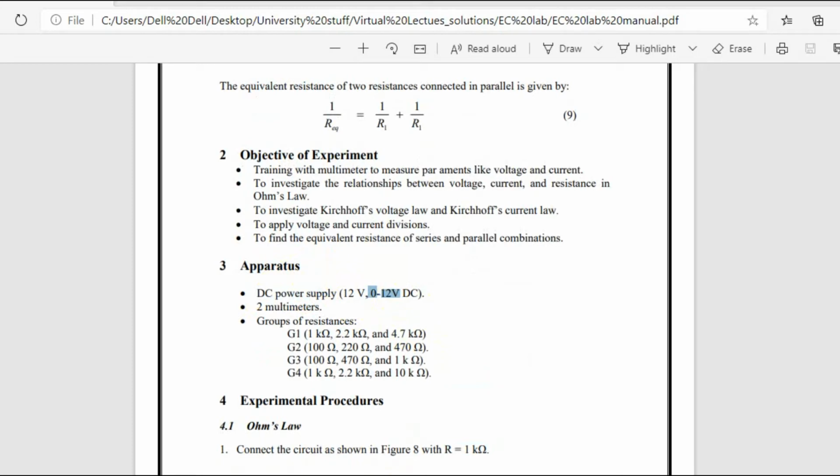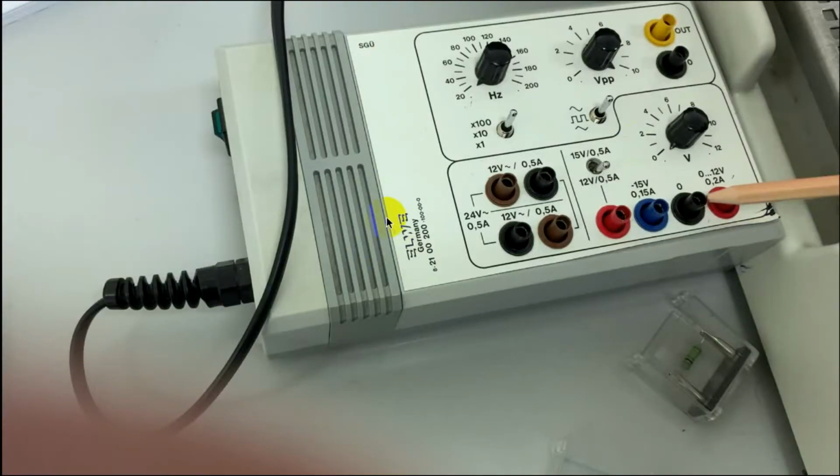On the device you can find 15 volt, 12 volt. Here it is fixed. This is the knob: if you take it up, it will be 15 volt, and if you make it down, it is 12 volt. This point is used for fixed voltage. Here 0 to 12 volt is variable; if I vary this knob from 0 to 12, it is a variable voltage. This red point is the variable power supply, and this is the fixed 12 volt power supply. We have two things.